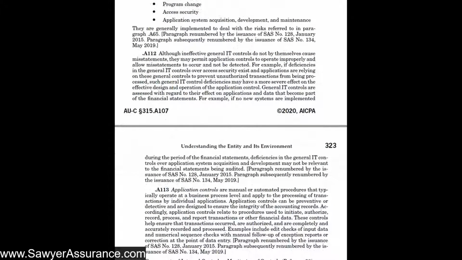It says that although ineffective general IT controls would not in themselves cause misstatements, it certainly is a risk if the application controls operate improperly because of that, and there end up being misstatements in the financial statements. For example, if deficiencies in the general IT controls over access security exist and applications are relying on those general controls to prevent unauthorized transactions from being processed, then the general IT control deficiencies may have a more severe effect on the effective design and operation of the application control.